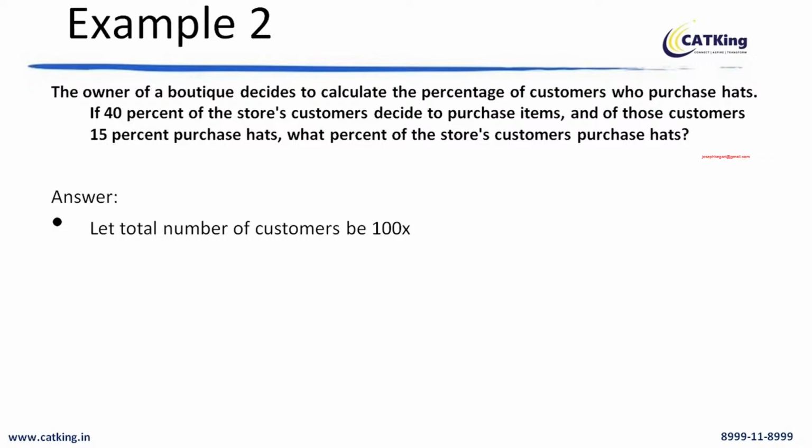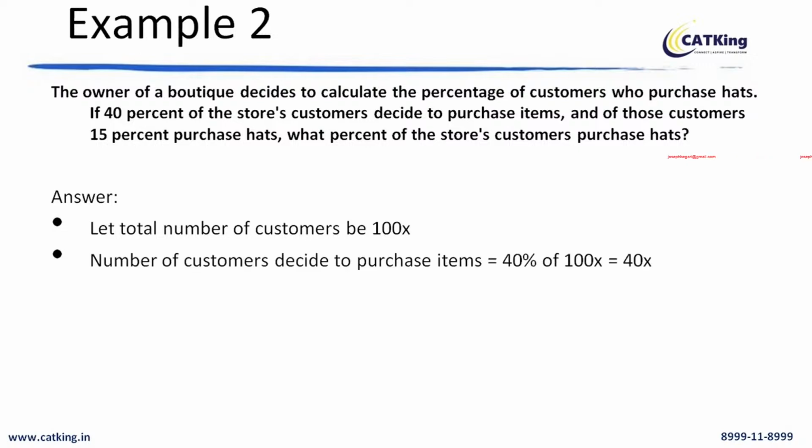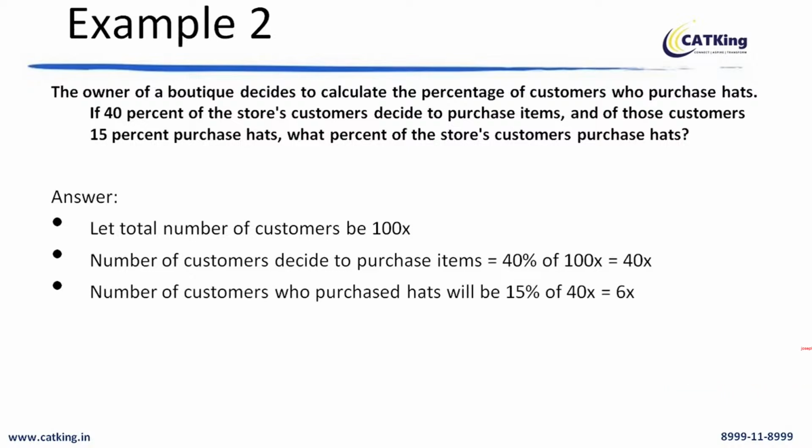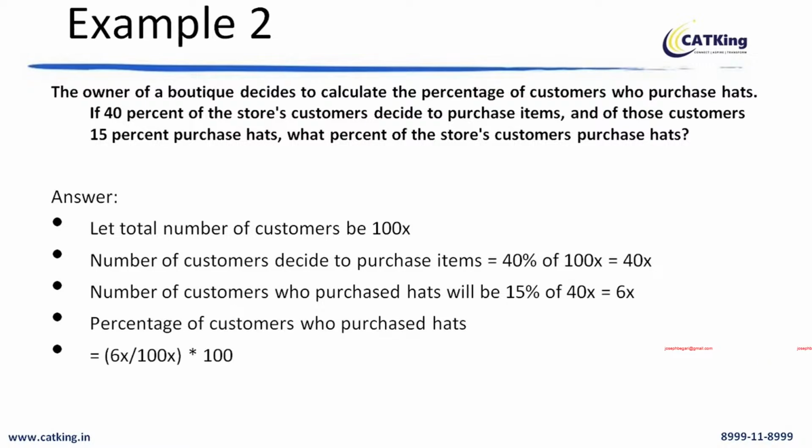Let the total number of customers be 100x. So the number of customers who decide to purchase items is 40% of 100x, which is 40x. We can solve by taking x, or by taking 100, whatever. The number of customers who purchase hats will be 15% of 40x, which is equal to 6x. So the percentage of customers who purchase hats is basically 6x upon 100x into 100. 6x are the hats customers, 100x the total customers, so hats upon total into 100. Basically 6%. Simple. I hope that is clear.